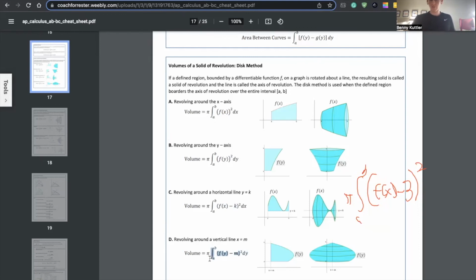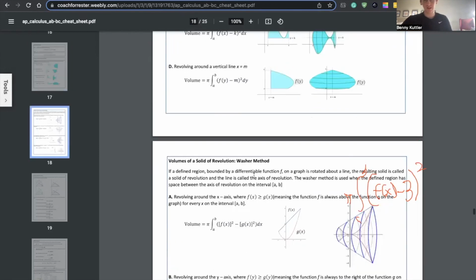But with the vertical line, remember that's going to be around the y-axis, so we need it as a function of y. And usually they'll give you numbers that aren't too bad to work with as functions of y versus x, but I could be wrong about that. Always be prepared to isolate an x or a y. So that's the disk method.